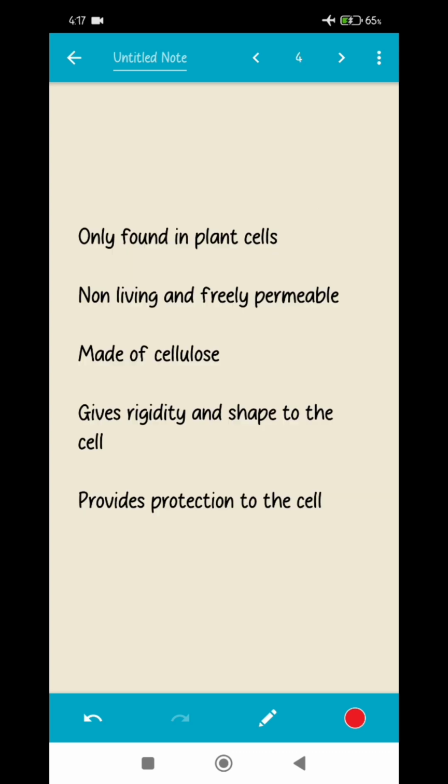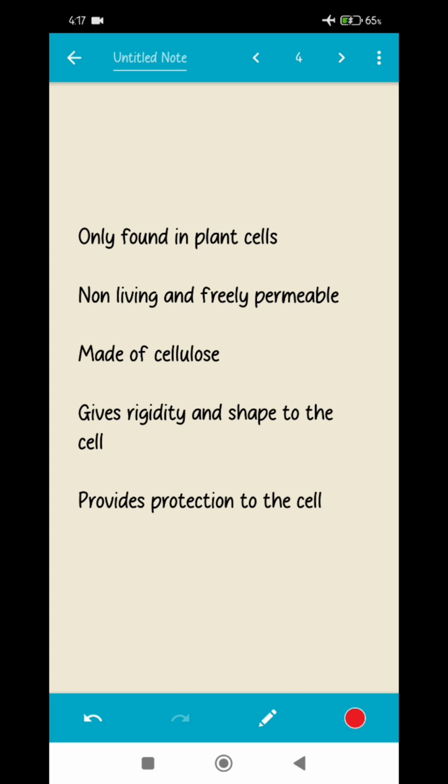It is non-living and freely permeable. Unlike the cell membrane, which was a living part of the cell and is also semi-permeable in nature, the plant cell has the cell wall, which is non-living in nature, and it is also freely permeable. That means it allows everything to enter through it. It is made out of cellulose, very important. It gives rigidity and shape to the cell.